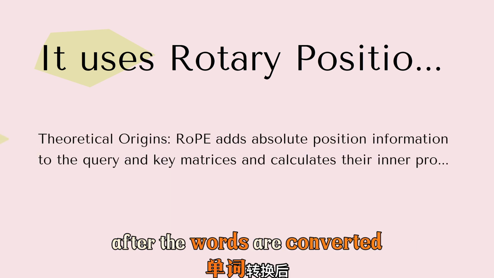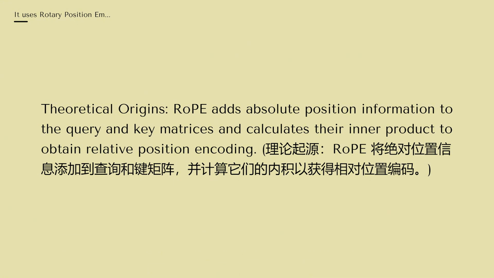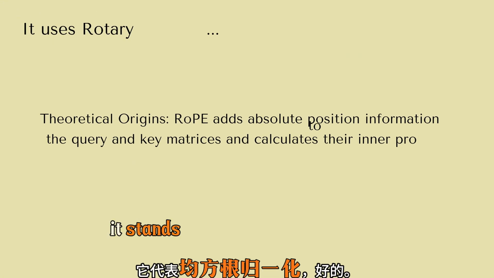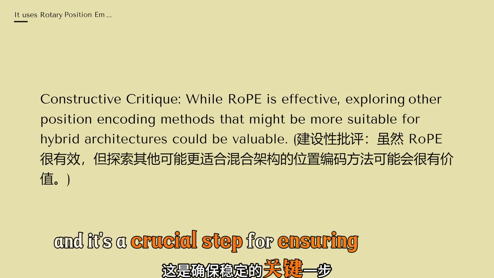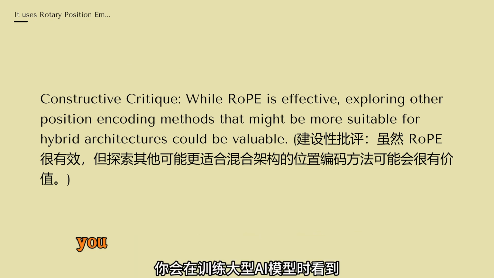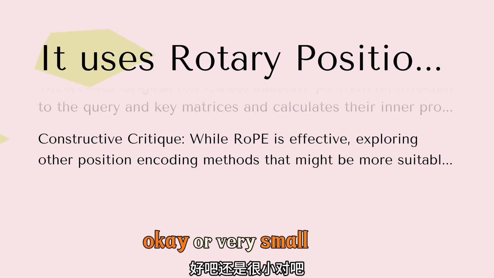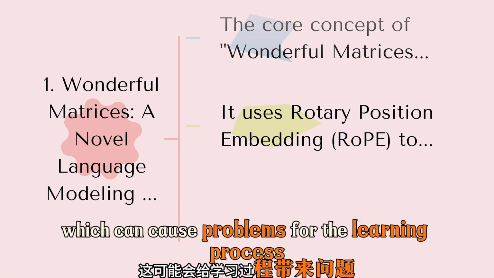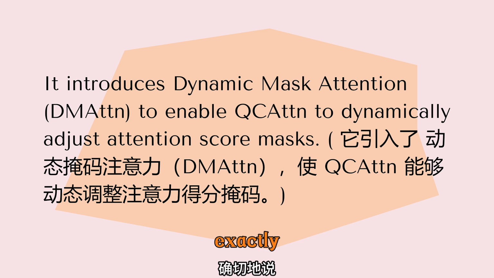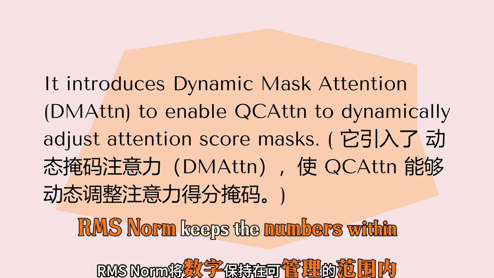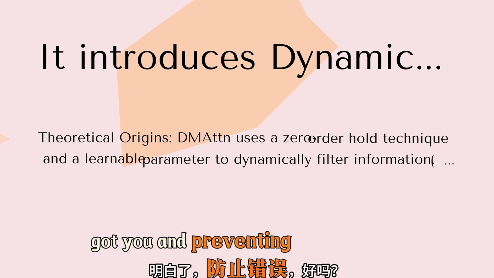Gotcha. After the words are converted, they move on to the next station, which is called RMS norm. Does that stand for something? It stands for root mean square normalization. It's a crucial step for ensuring stability during the model's training. You see, when training a large AI model, the numbers can sometimes become very large or very small, which can cause problems for the learning process. So it's like making sure the machines in the factory are running smoothly and not going haywire. Exactly. RMS norm keeps the numbers within a manageable range, making the learning process more efficient and preventing errors.